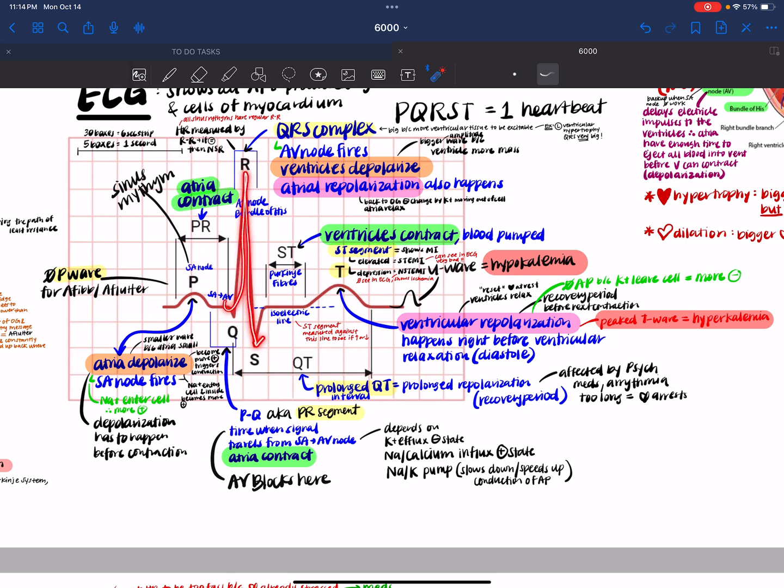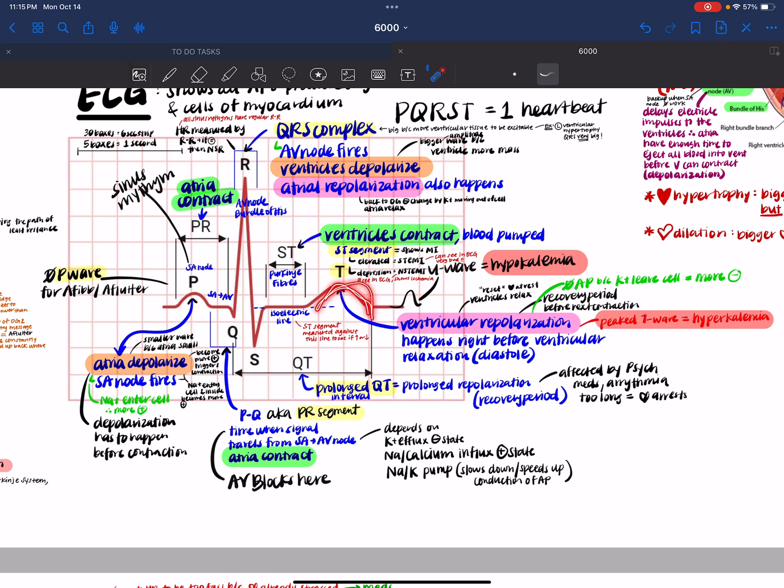But the QRS complex is very important because it shows the ventricles depolarizing. When the ventricles depolarize, atria repolarize. The QRS complex is big because the amplitude is bigger; there are ventricles, so there's more tissue to be excitable. If you have left ventricular hypertrophy, you'll notice that the amplitude is really big. QRS is where the AV node fires. So ventricles depolarize and atria repolarize, basically going back to the original state. ST is the Purkinje fibers. Ventricles contract in the ST. Blood is pumped.